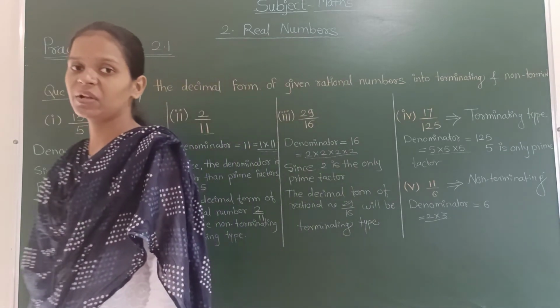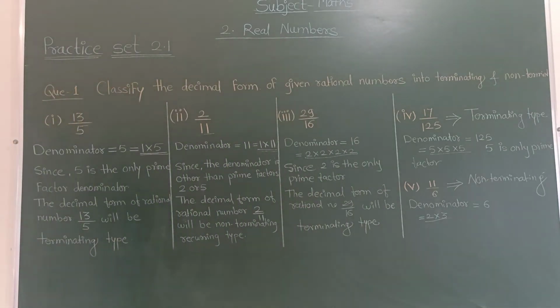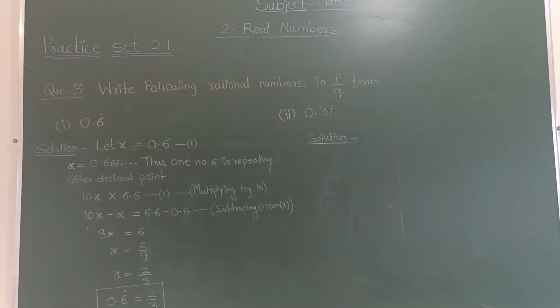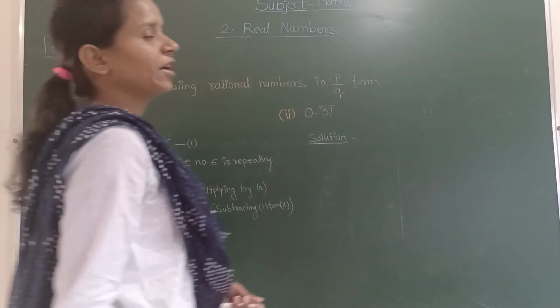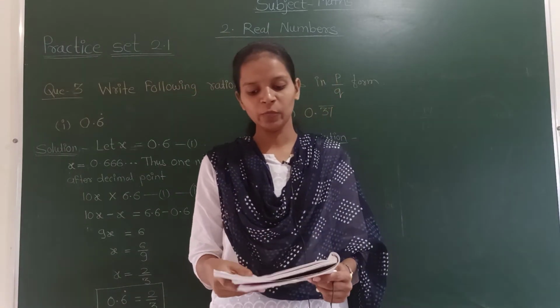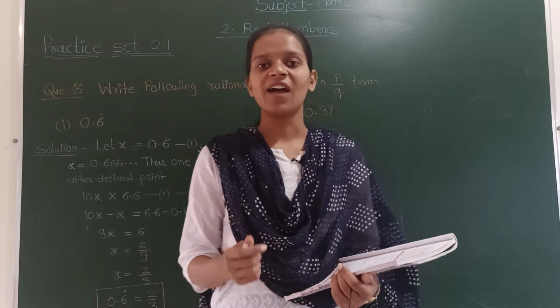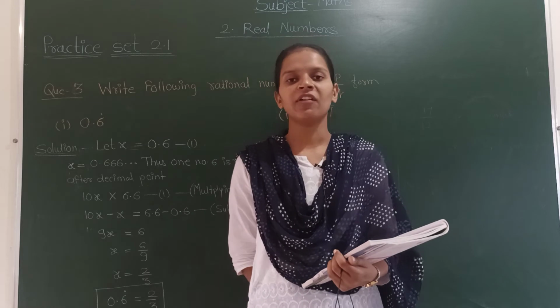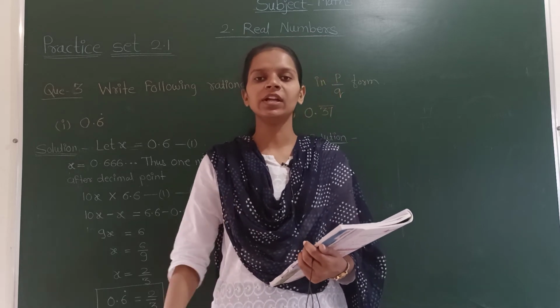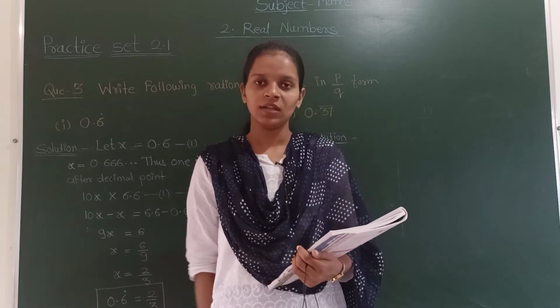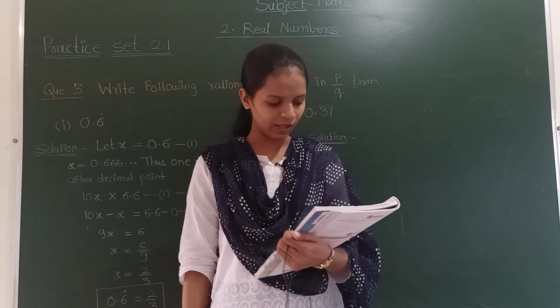This was your question number 1 from practice set 2.1. If you want the answers, you can take a screenshot. Now we will solve the second question from your practice set 2.1. We will solve question number 2 in the next video lecture, because we have to study in detail how the following rational numbers are converted into decimal form. Now we will solve question number 3 right now.